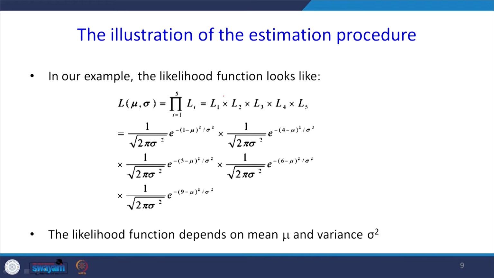We have assumed that the data has come from a normal distribution. We know that the probability density function of normal distribution is 1 divided by root of 2 pi sigma square, e to the power minus (1 minus mu) whole square divided by 2 sigma square for the first data point, multiplied by 1 divided by root of 2 pi sigma square, e to the power minus (4 minus mu) whole square divided by 2 sigma square for the second, and so on up to all data points. The last one will be e to the power minus (9 minus mu) whole square divided by 2 sigma square. So, the likelihood function is in terms of mu and sigma square.